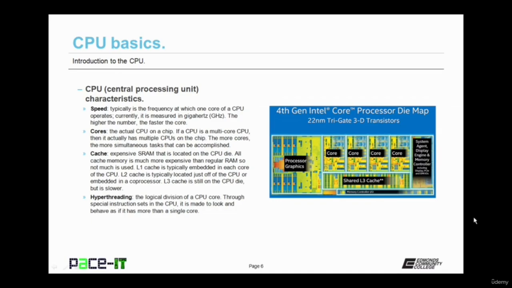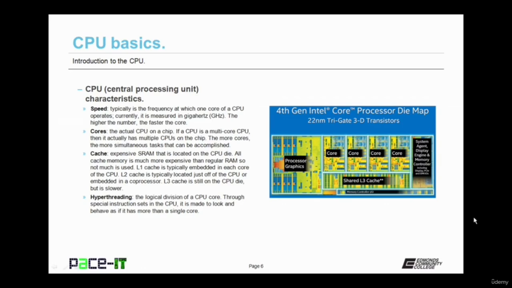Then there's cache. Cache is expensive static random access memory that is located on the CPU die. All cache memory is much more expensive than regular dynamic random access memory, so not much of it is used. Cache is broken into 3 levels. L1 cache is typically embedded in each core of the CPU. L2 cache is typically located just off of the CPU or embedded into a coprocessor. L3 cache is still on the CPU die, but it's a little bit slower than L1 or L2 cache.